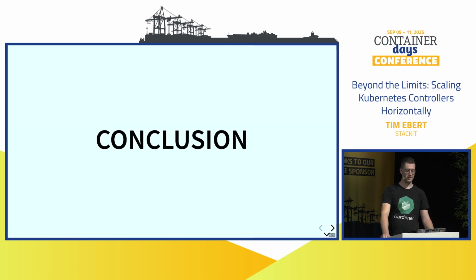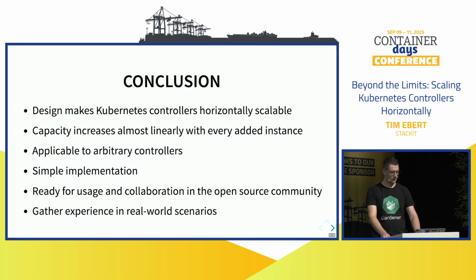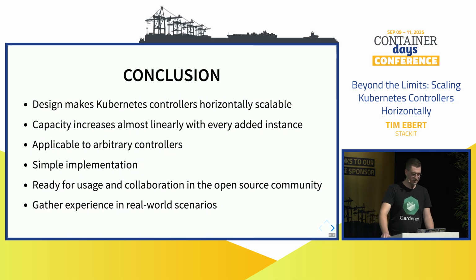So let me wrap up the talk. My design makes Kubernetes controllers horizontally scalable. The capacity of a Kubernetes controller system is increased by every added instance, so you could say it's perfectly horizontally scalable now. This design can be applied to any controller. You can reuse the Sharder implementation. If you use Go, it's very simple. If you have another programming language, it doesn't take many lines to implement it.